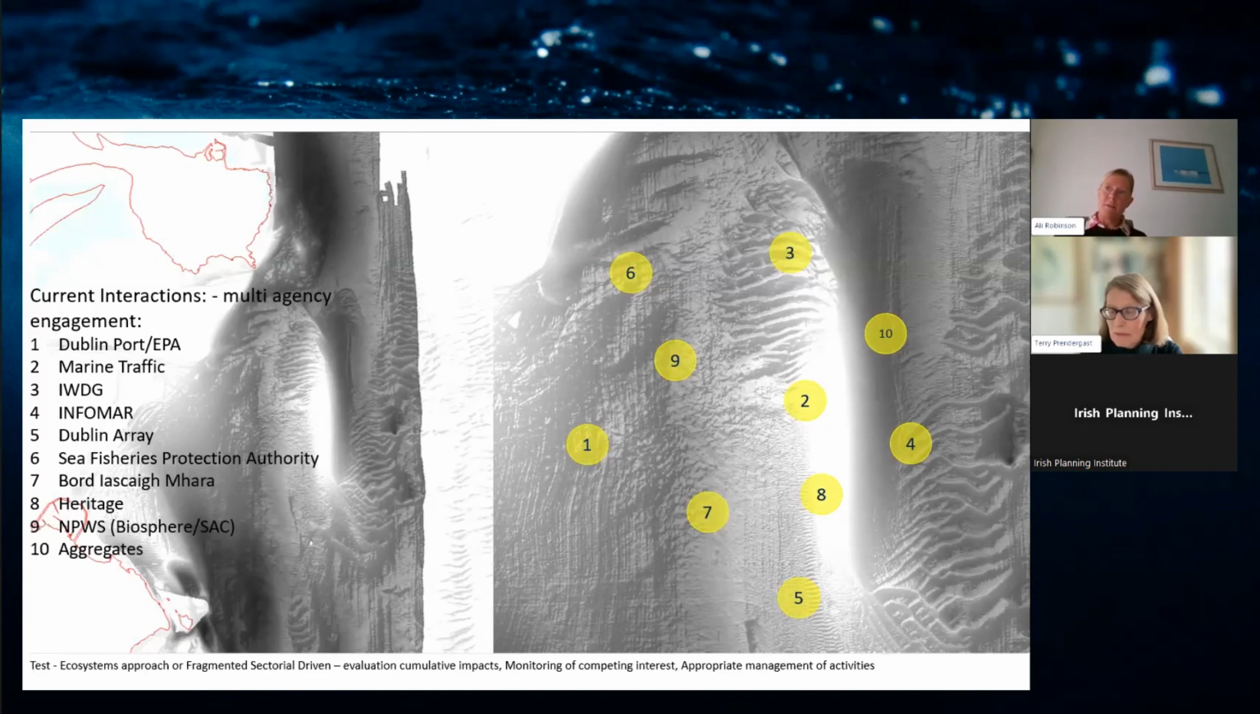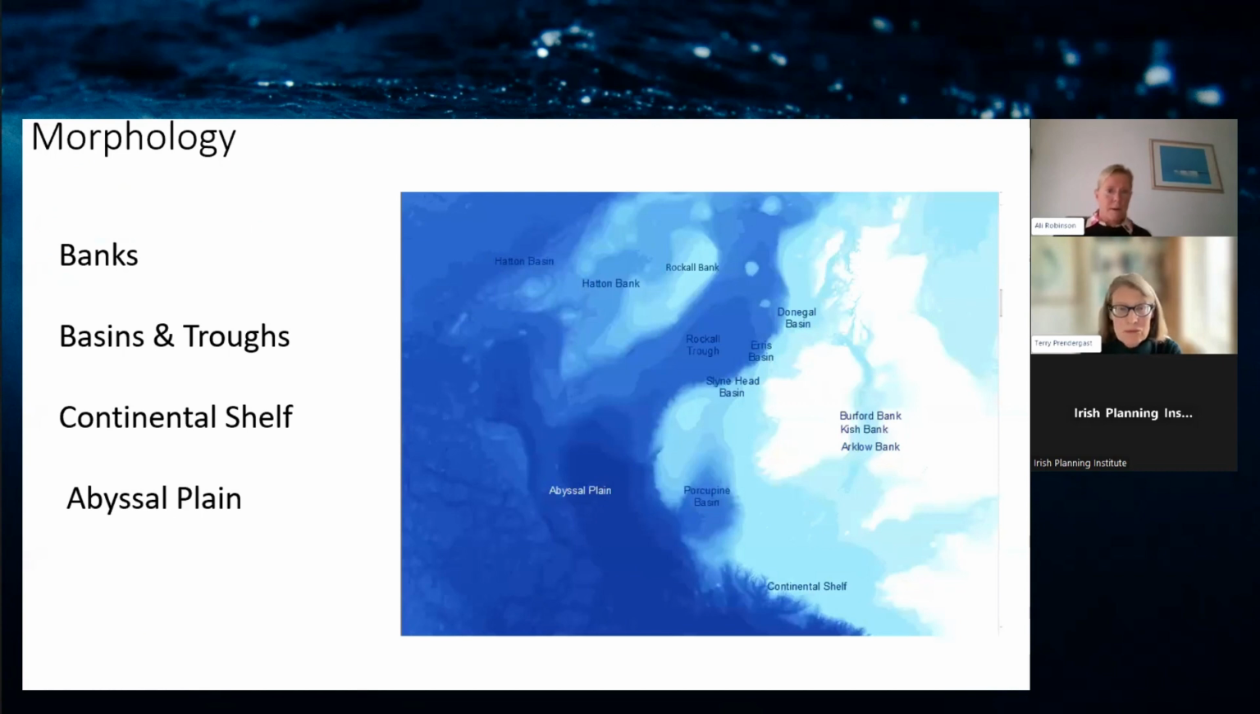And that ecosystems approach has to be done through a holistic lens and the holistic perspective. So it's just to throw that out there. The morphology is very, very important to underpinning evidence-based and plan-led decisions around implementing an ecosystems approach. So there's the banks. So we'll move on then to the basins and troughs.